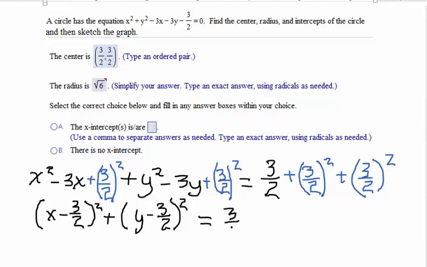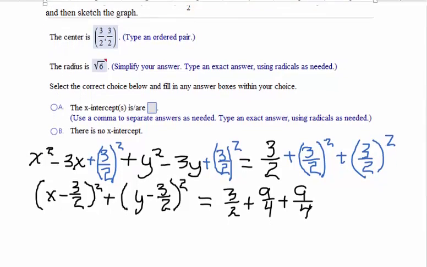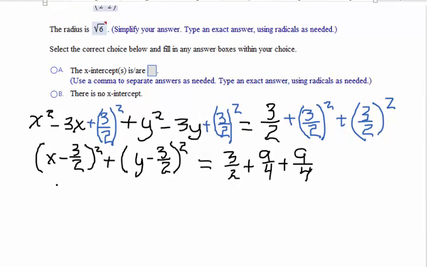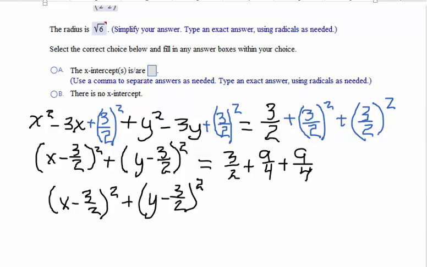And then this becomes 3 halves plus 9/4 plus 9/4. So on the right side, I actually want to square these out. On the left side, it helps me with my factoring to leave these written as some constant squared. Helps me to see what goes in the binomial factors. All right, and now all I need to do is to add these constants on the right.